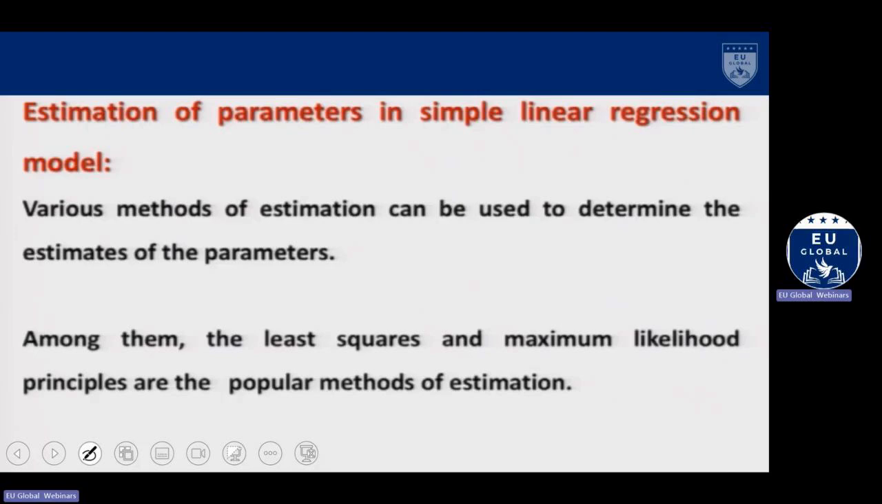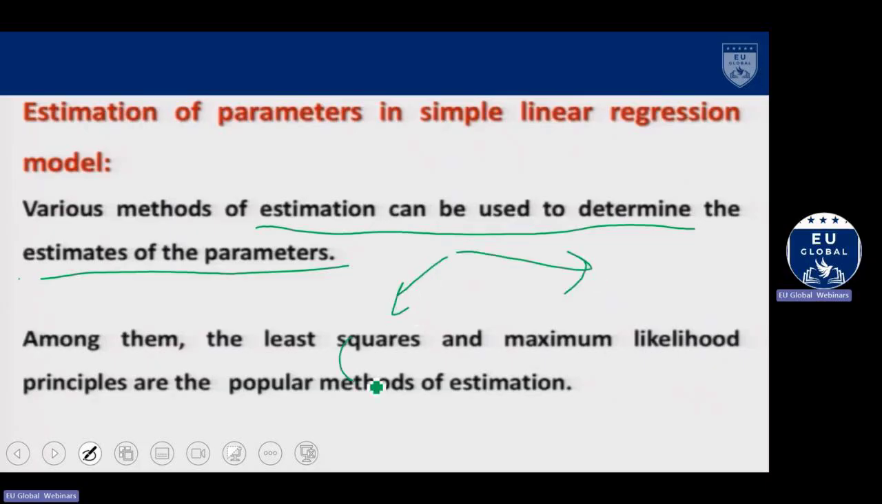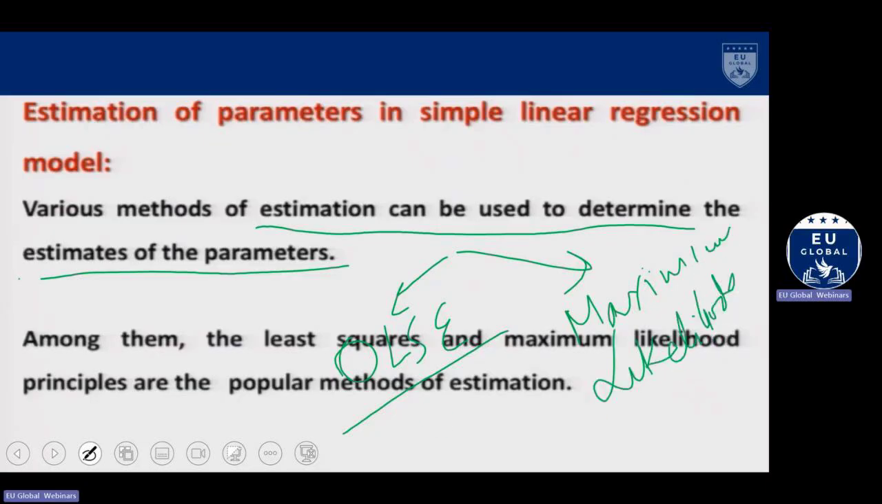As I told you, we have various methods of estimation that can be used to determine the estimates of the parameters. Here we'll be using two methods. The two methods we are using are the least squares estimation method, and the next is the maximum likelihood method, right? This is also called your direct regression method. We will just take this in short.